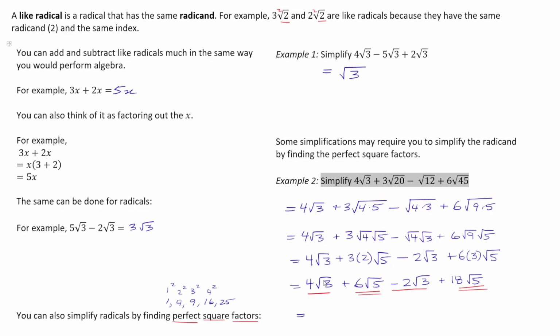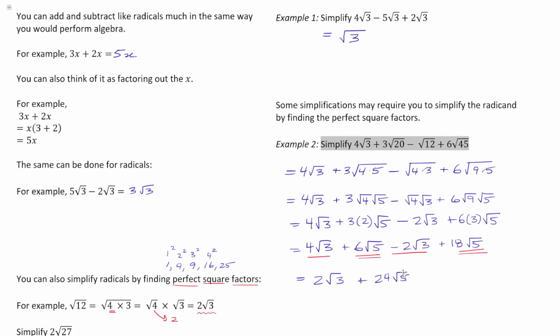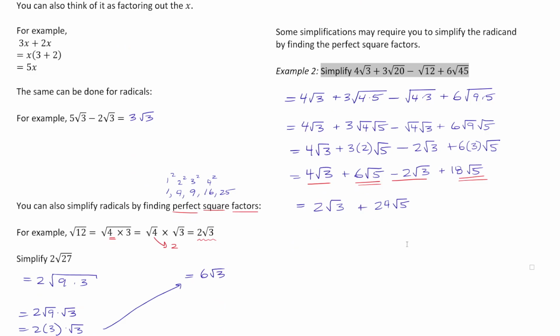All right, if I have 4 root 3 and I take away 2 root 3's, I would be left with 2 root 3. If I have 6 root 5 and I add 18 root 5, that gives me 24 root 5. So that's my final answer there. I can't simplify any further because root 3 and root 5 are not like radicals, so this is where I have to stop. So there we go. Initially no like radicals, and then we simplify, and now we have like radicals.